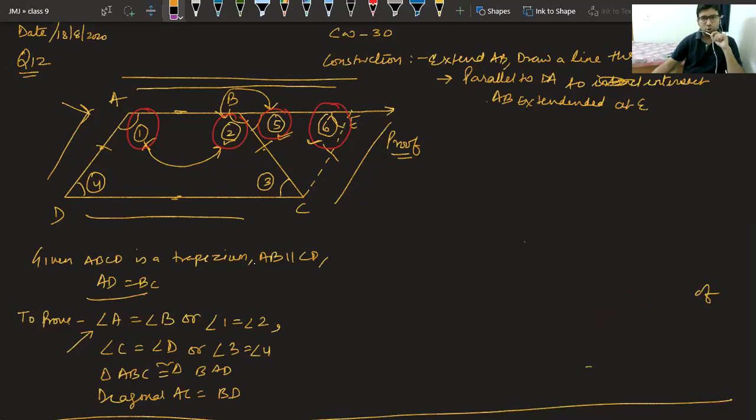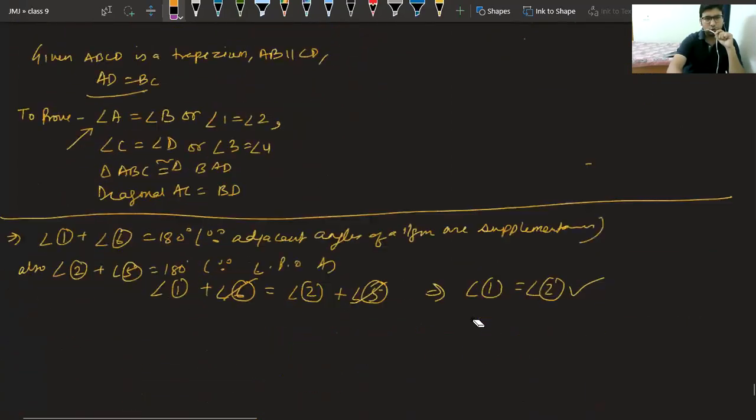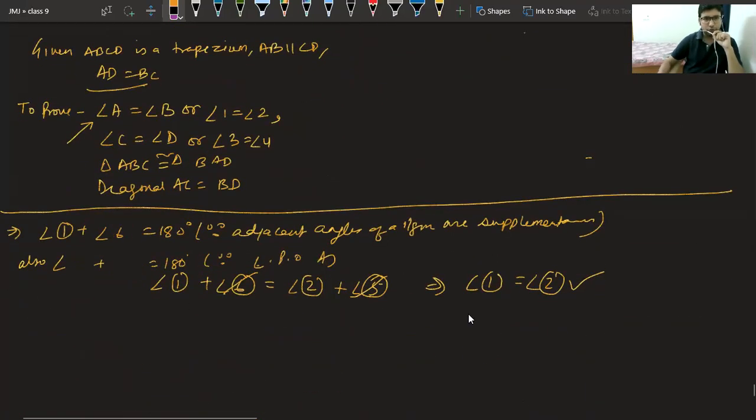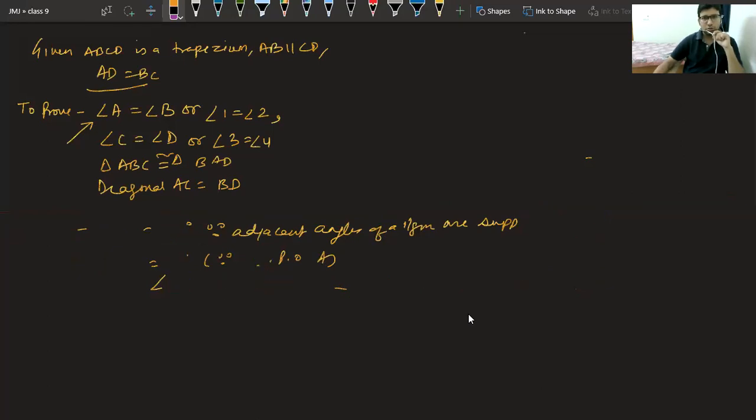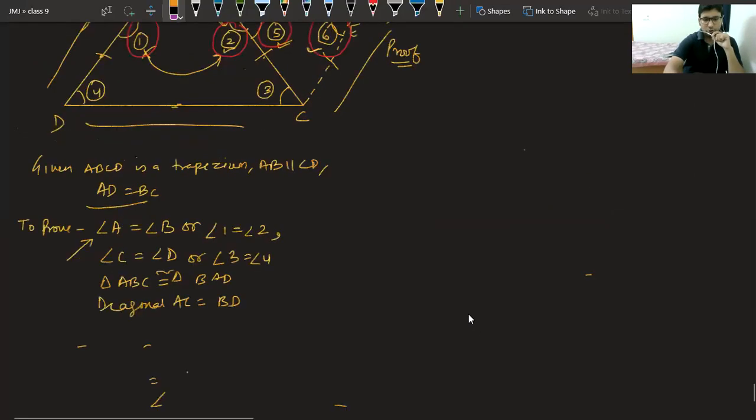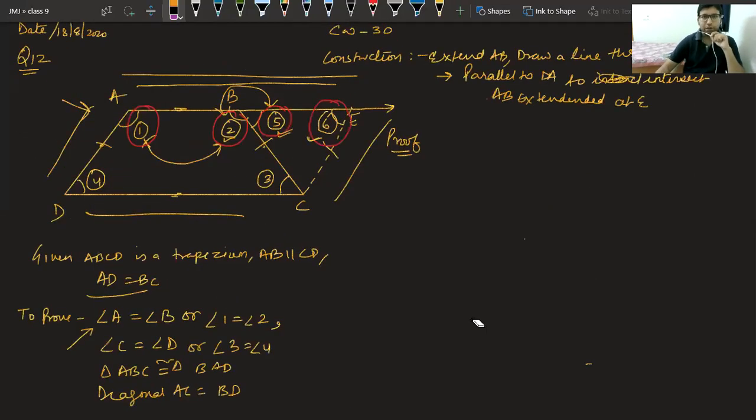Again, here also you will be helped by angle 5 and angle 6. Angle 5 and 6 will help you in this part also. Try to think, how can we prove this? Class, please think, how can we prove this part also? Okay, now if you have got it, it's okay. Let us see now the second part. We have to prove angle 3 equal to angle 4.